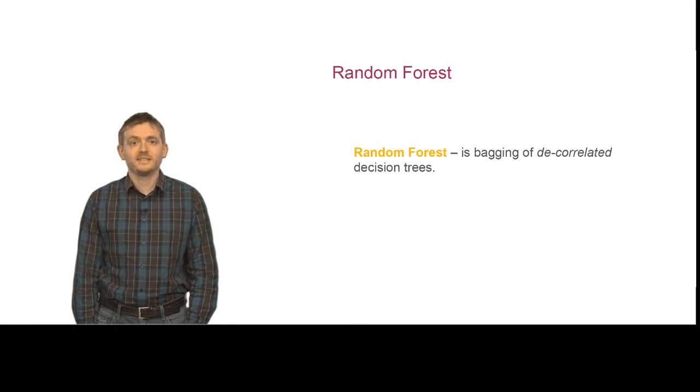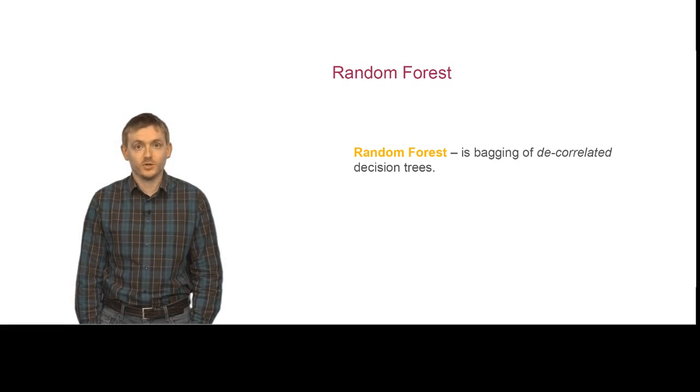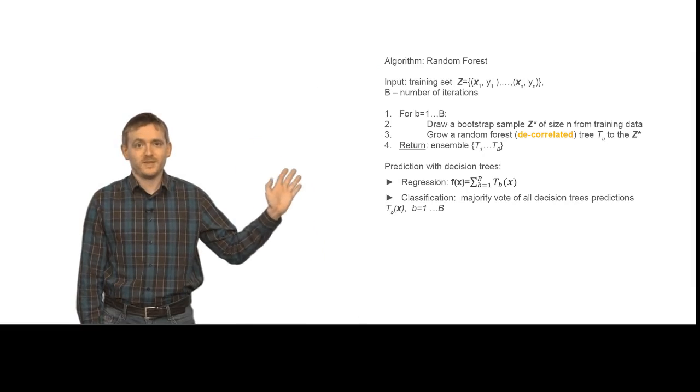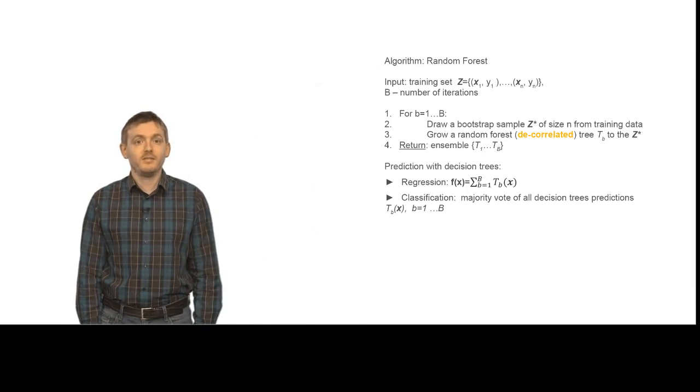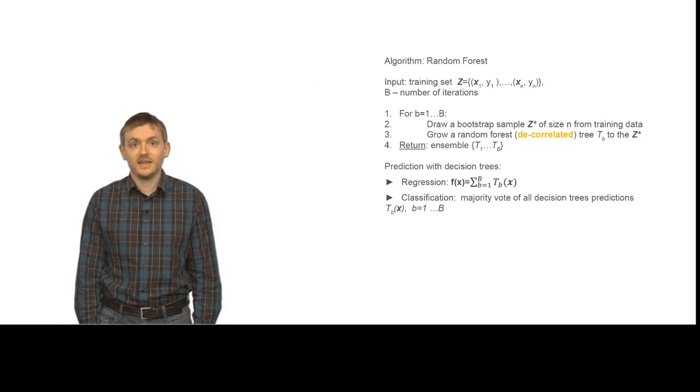Finally, you have all the building blocks to define the random forest algorithm. And the random forest algorithm is a bagging of decorrelated decision trees. Here is a formal definition of this algorithm. In the input, you have a training set Z, and the capital B is a number of iterations.